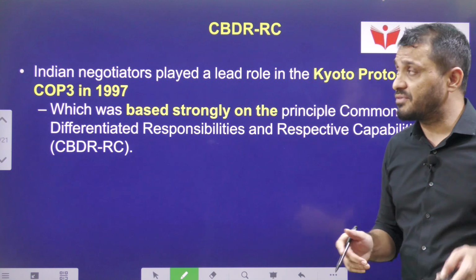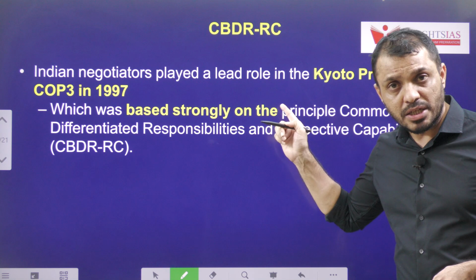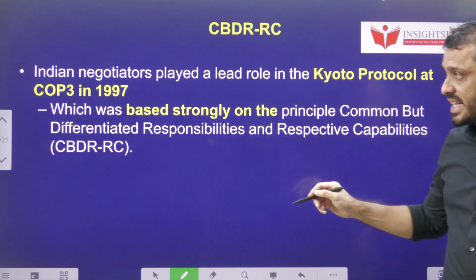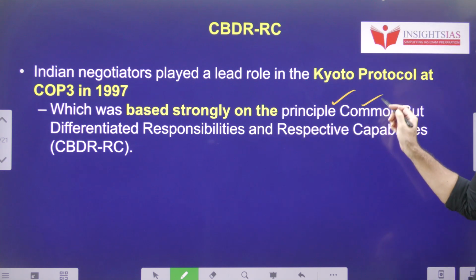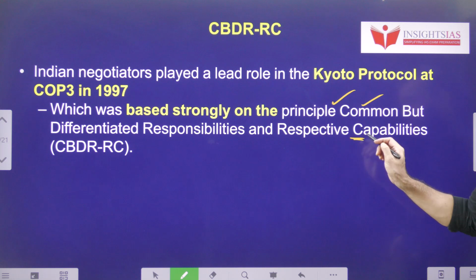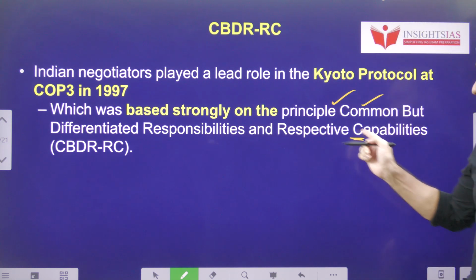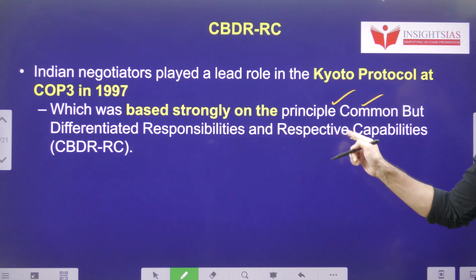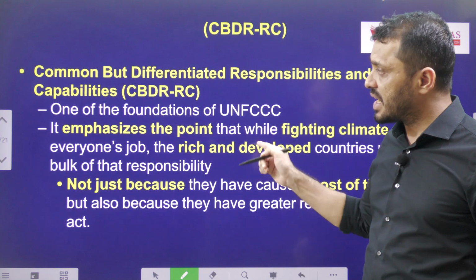That was reflected in the form of CBDR-RC. This was proposed in COP 3, the Kyoto Protocol, in 1997. It is based strongly on the principle of common but differentiated responsibilities and respective capabilities. CBDR-RC stands for common but differentiated responsibilities and respective capabilities. This is the full form of CBDR and RC.